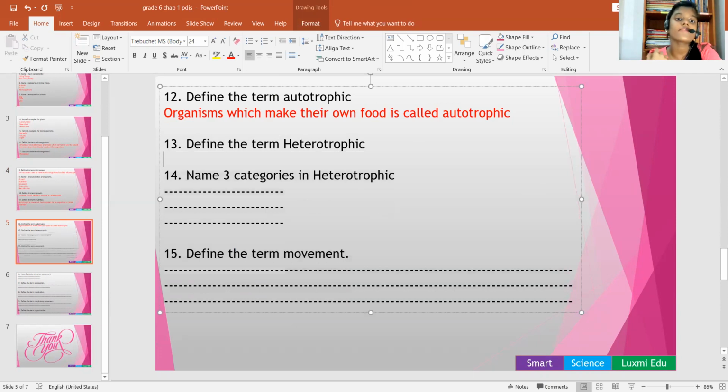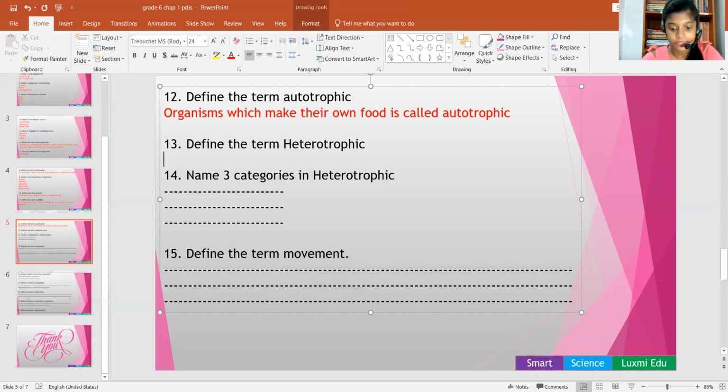So what is the meaning of heterotrophic? The 13th question is define the term heterotrophic. That means what is the meaning of heterotrophic? Yes, we are heterotrophic. Plants are autotrophic. We are heterotrophic. Why? Because the organisms which cannot make their own food are called heterotrophic. So if we cannot make our own food, we need to depend on other organisms. Understood? We need to depend directly or indirectly on other organisms to have our nutrition.